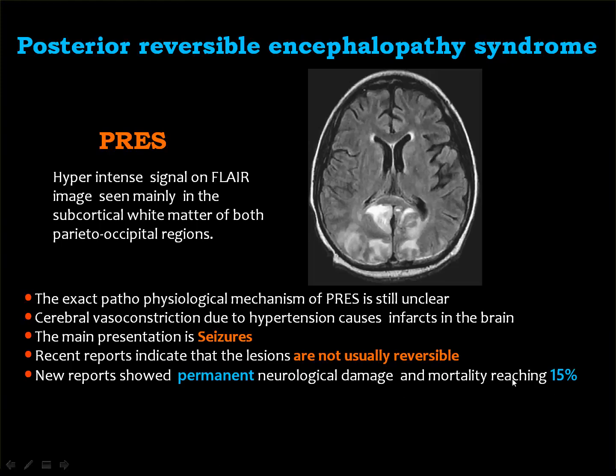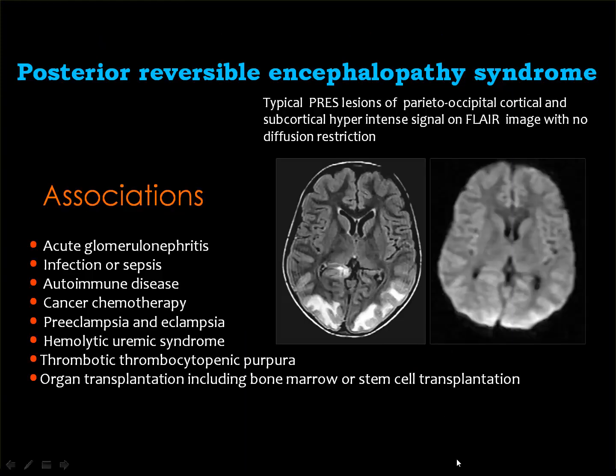Then the new literature says that the lesions are not usually reversible, meaning that they may improve, but they will not disappear. Then if you see lesions like this and you do not see diffusion restriction, you know that these are edematous changes. And the edematous brain, if you do not improve the circulation, will go into ischemia and diffusion restriction.